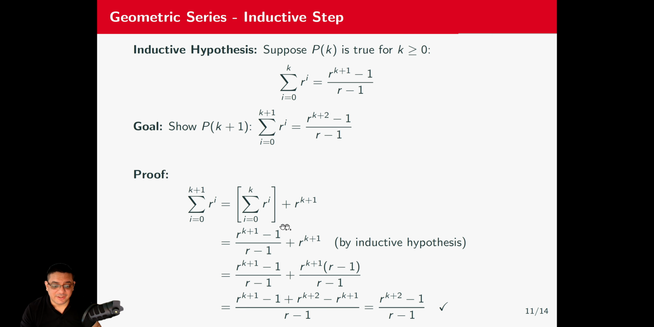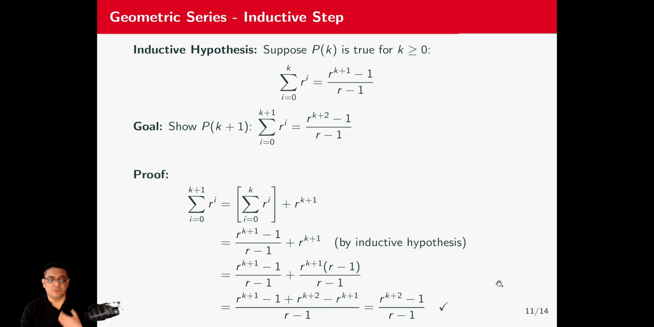Now, what I want to do is simplify this into a single fraction. Because this has an r minus 1, I'm going to multiply by r minus 1 top and bottom. At that point, I can make this into a single fraction since they both have denominator r minus 1. I multiply this here and I get r to the k plus 2 minus r to the k plus 1. Notice that I have this term and this term that can cancel each other. And now I get r to the k plus 2 minus 1 over r minus 1.